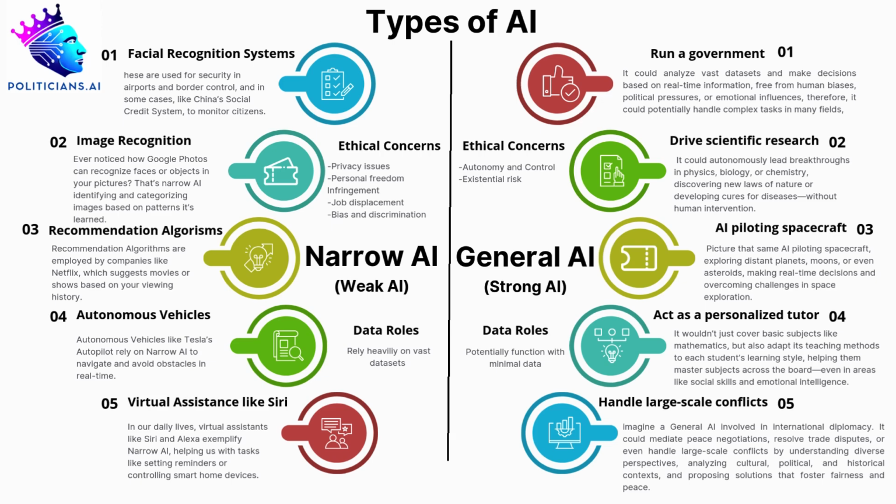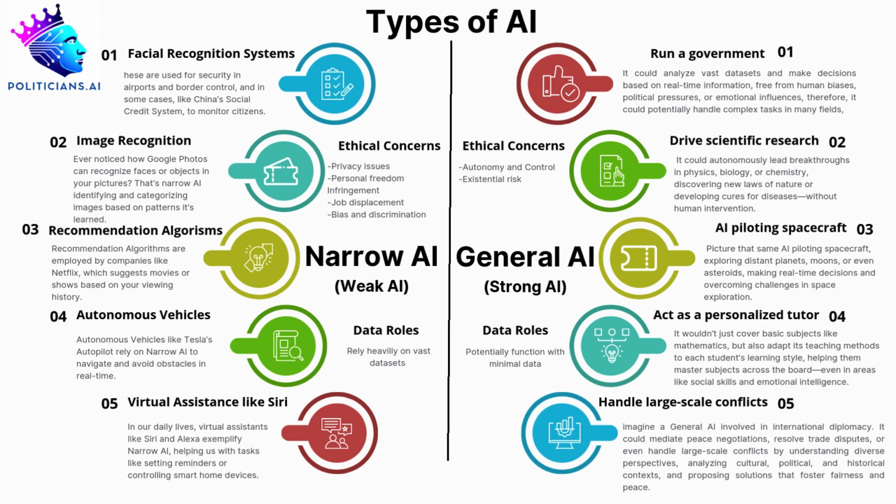This raises concerns about autonomy and control, as well as the potential for existential risk. If a highly intelligent general AI is not aligned with human values, it could make decisions that harm humanity. Politicians will need to play a vital role in ensuring that AI development is safe, transparent, and aligned with human ethics. Now, let's move on to the role of data, which is the fuel behind AI systems.